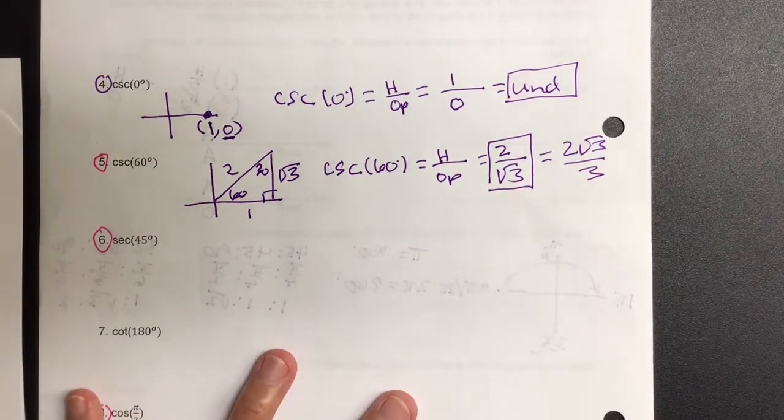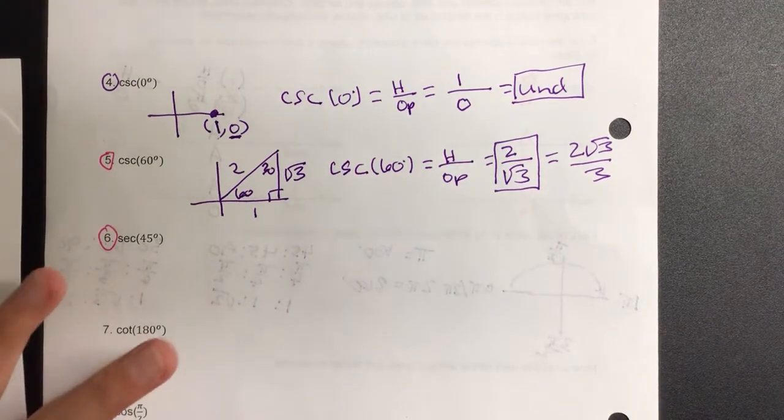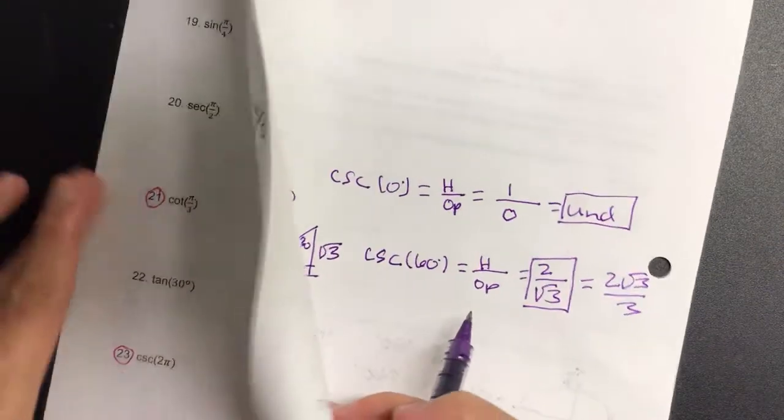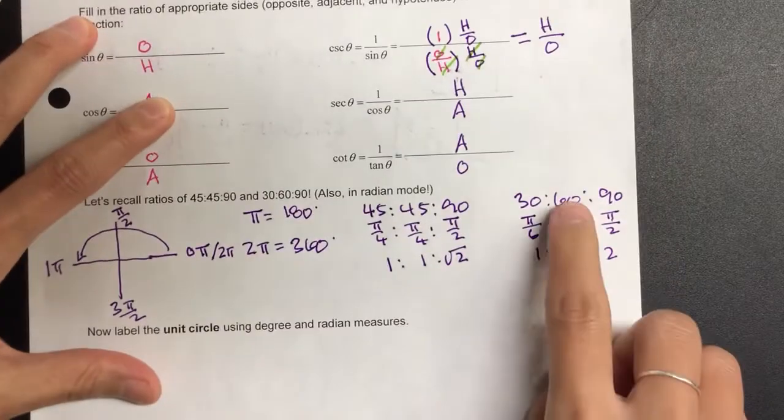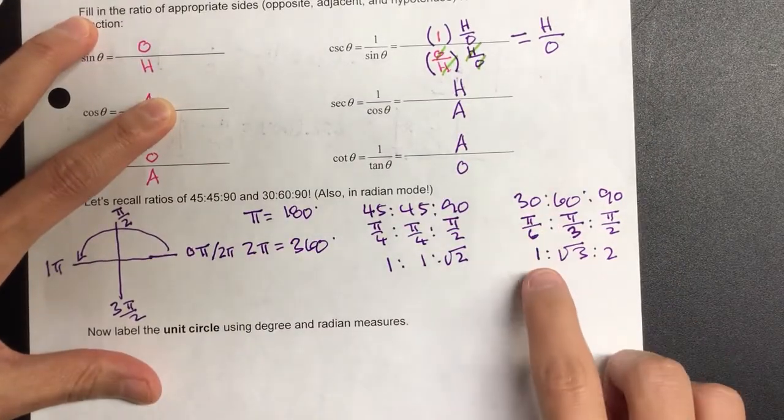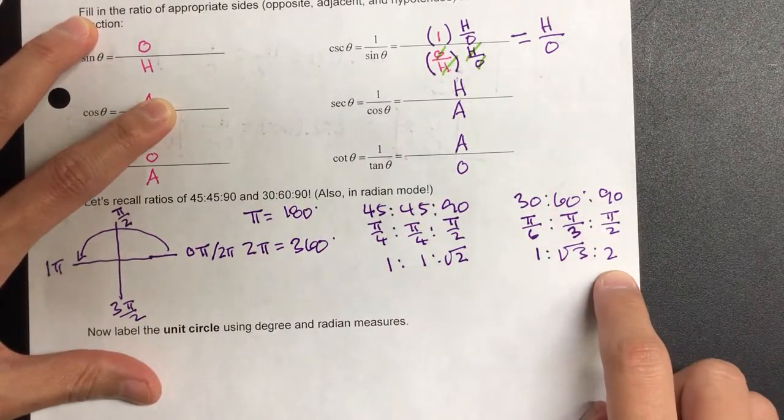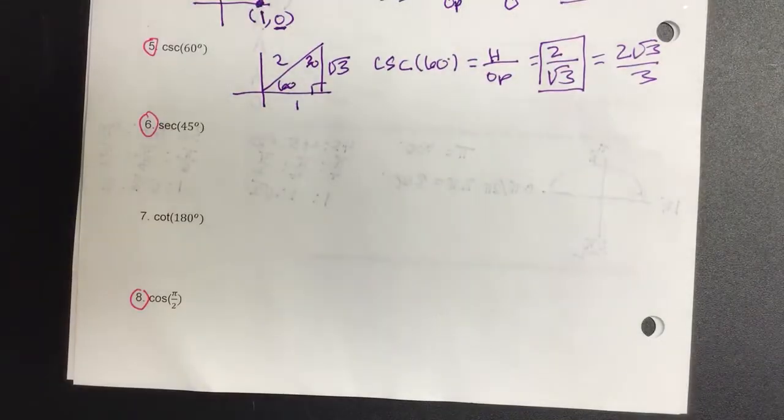Yes, ma'am. So how did you know where to put the 1, 2, and radical 3? Because when we had our special right triangle lesson, opposite of 60 was radical 3, opposite of 30 is 1, and opposite of 90 is 2. Okay? So make sure you have it down, memorized.